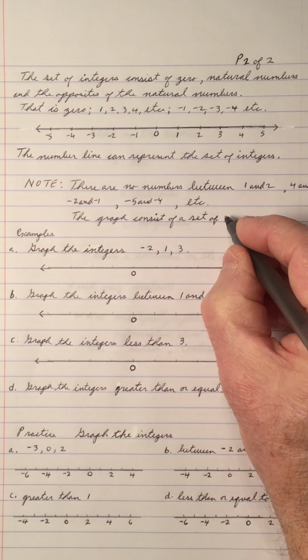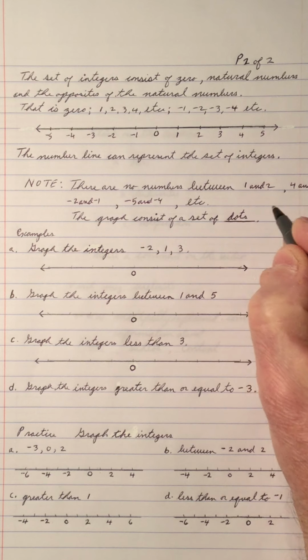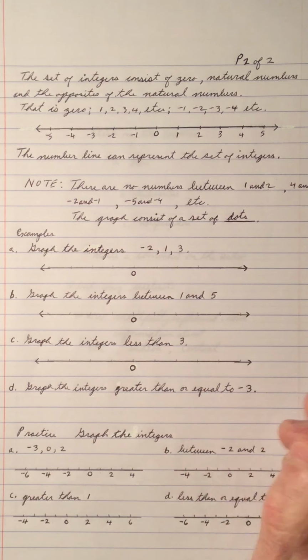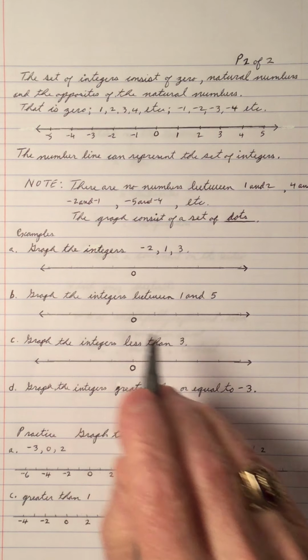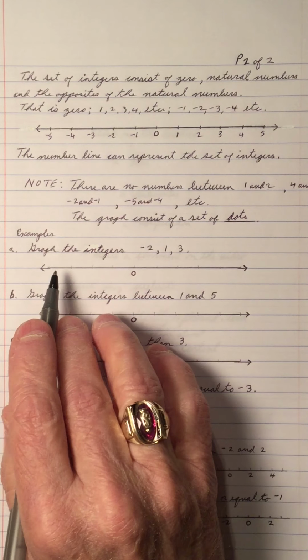The graph consists of a set of dots. The integers are dots that you put on the number line. You can't shade in. Let's graph some integers to see how they go.